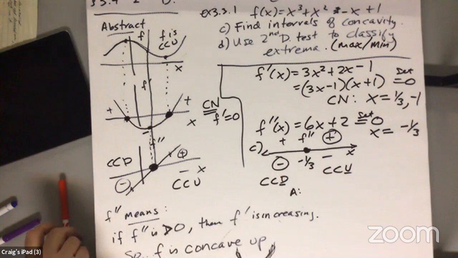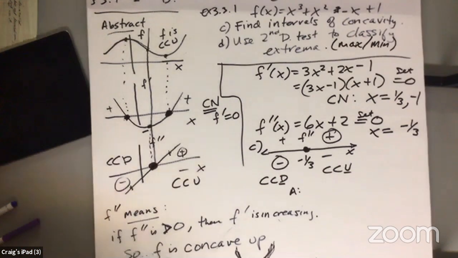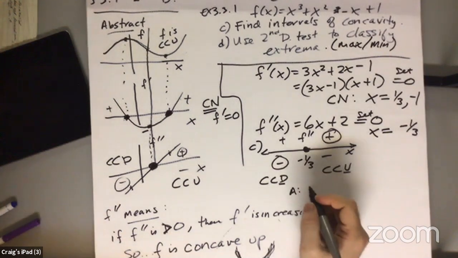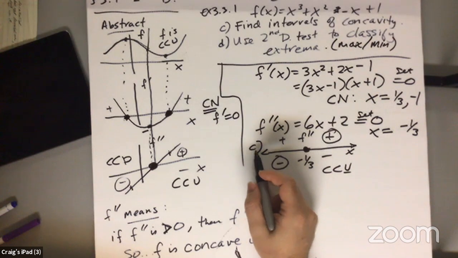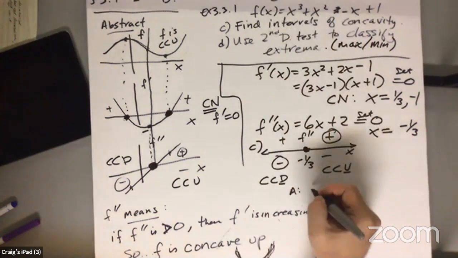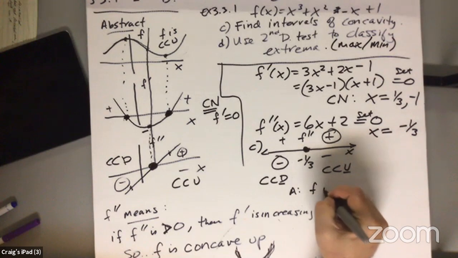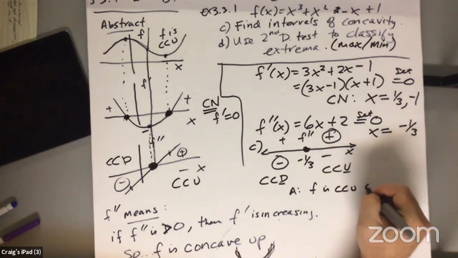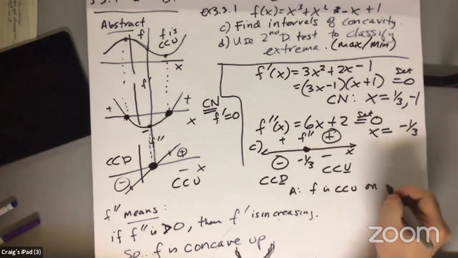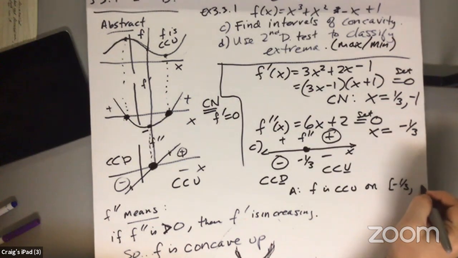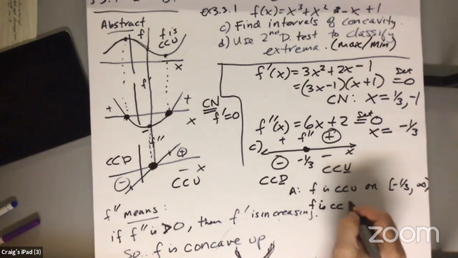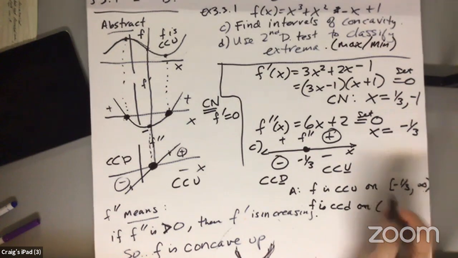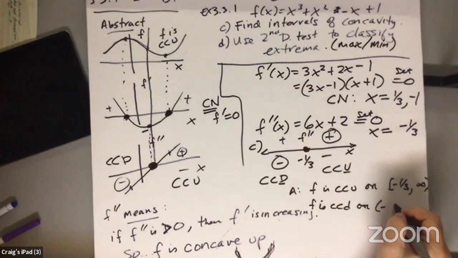And that's, as I said, as much as science ever really considers of depth. The second derivative test is very tricky. But our concavity answer, part C, find the intervals of concavity: f is concave up on the interval from minus 1/3 to infinity, and f is concave down on the interval from minus infinity to minus 1/3.